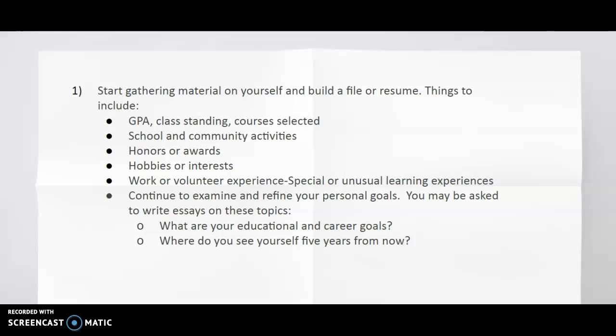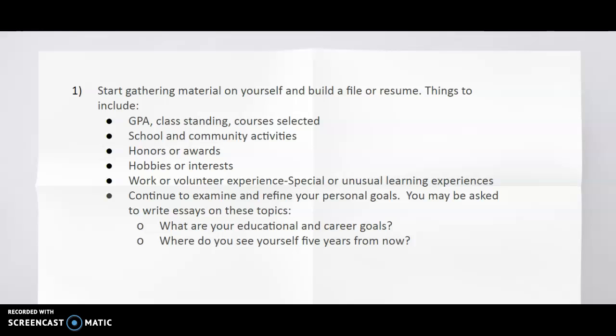The other reason why you might want to highlight certain courses in a scholarship essay is if it's showing that you have an interest in a particular field of study. So maybe you are interested in engineering and you want to highlight all the science classes you've taken. The next one is school and community activities, also honors and awards, and hobbies and interests.